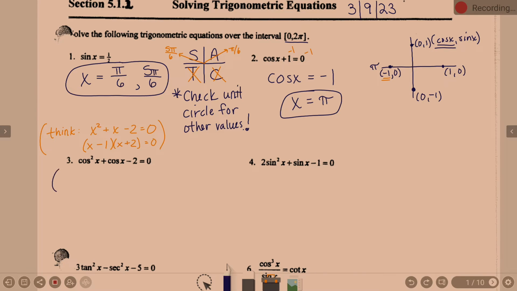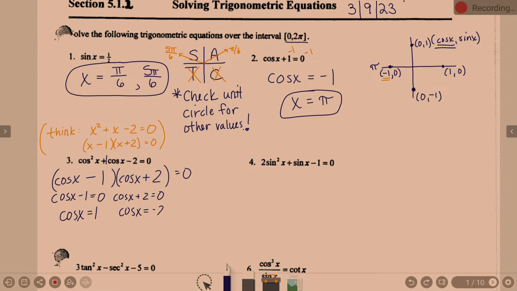So this factors. Cosine squared x breaks up into cosine x times cosine x. Multiplying to be 2 is still 1 and 2, adding to be the positive 1 in front of cosine: positive 2, minus 1. So you have to think basic algebra factoring today. Now, if this is x minus 1, x plus 2 equals 0, what's your solving step? Set them both equal to 0. So we're going to say cosine x minus 1 equals 0 and cosine x plus 2 equals 0. Solve those. Cosine x equals 1 or cosine x equals negative 2.